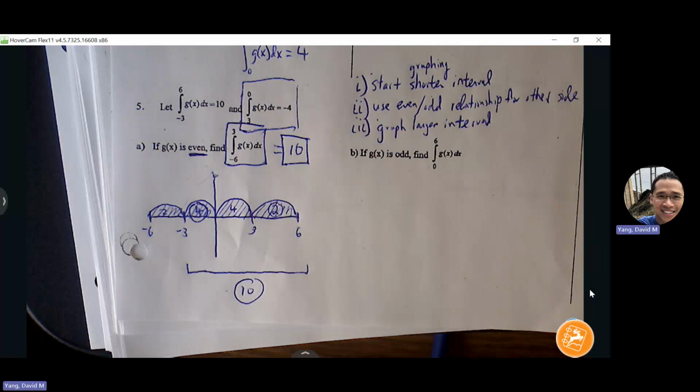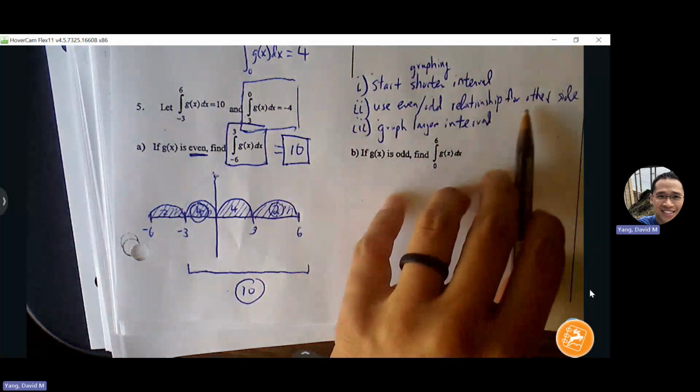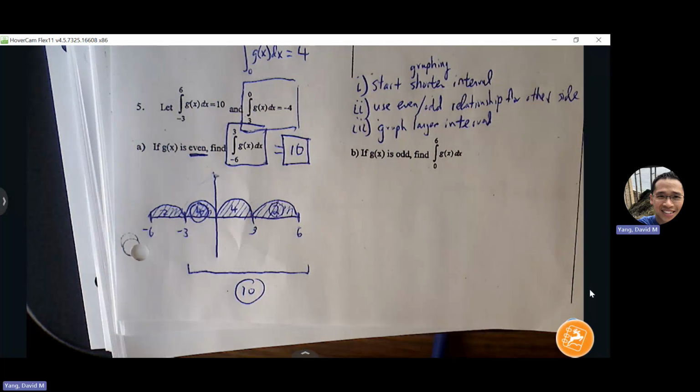You guys want to try part B? Follow the same process, but when you get to the second step, you're going to do equal but opposite. So whatever is showing on one side, you're going to create the opposite sign on the other side. So try part B, and then I'll step through it once you guys try it.